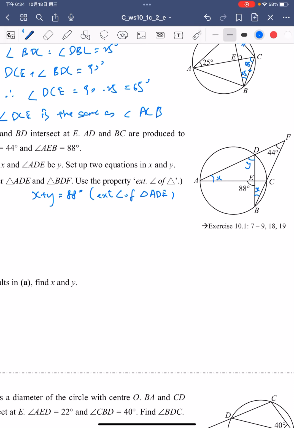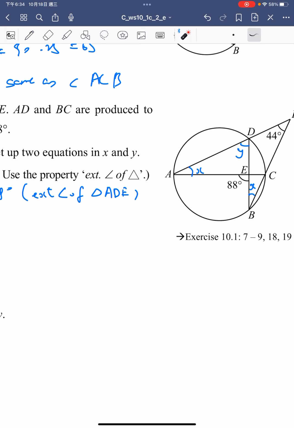And is there anything else we can do? If you look here, the angle Y is watching the whole arc AB, so this angle C is watching the arc AB as well. So this one we can write as Y. If this angle is Y, then this angle is going to be 180 minus Y. Then if we consider this large triangle, the angle sum of this triangle is X plus 44 plus 180 minus Y equal to 180.